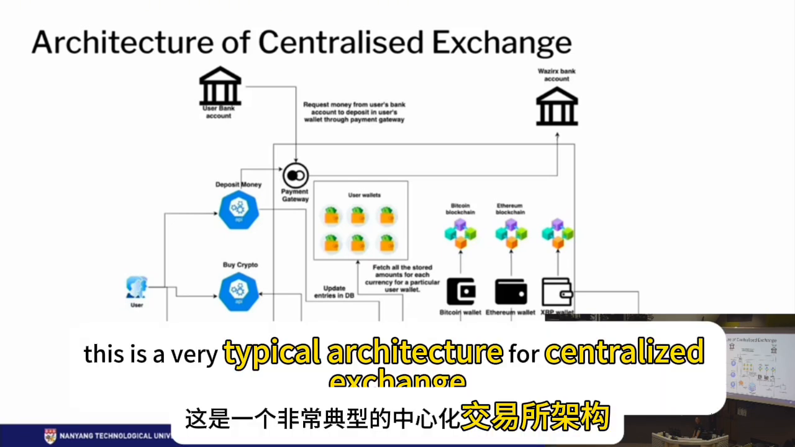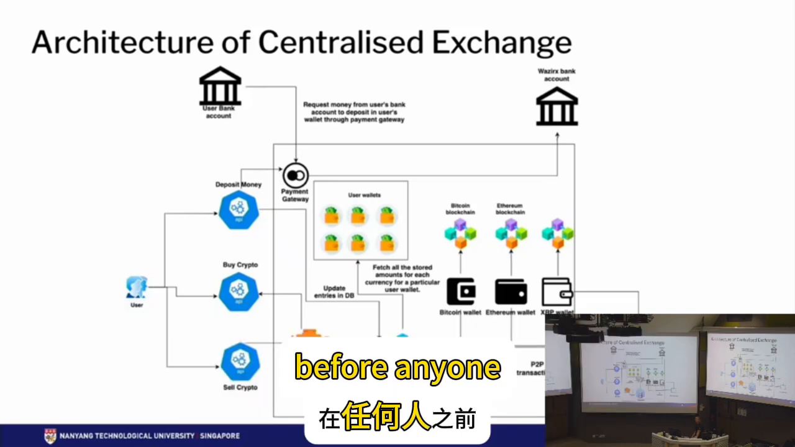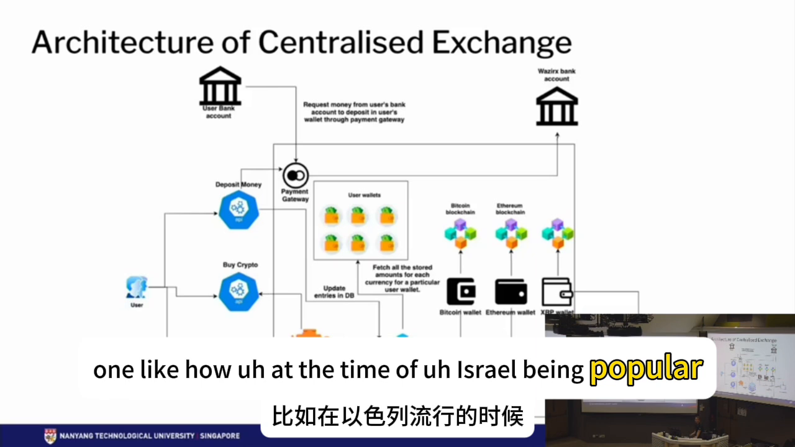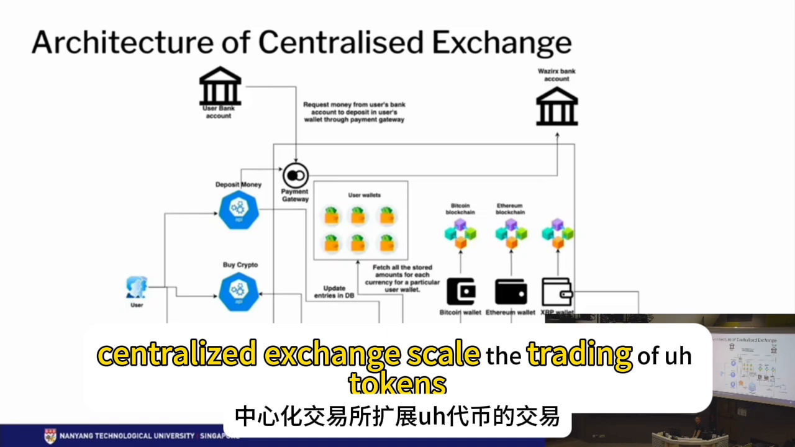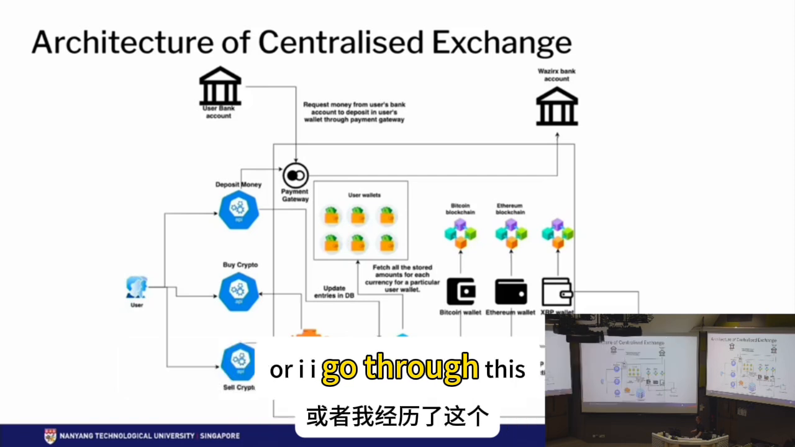This is a very typical architecture for a centralized exchange. I'm not sure whether any of you has worked for a centralized exchange before. Anyone? No? Do I need to go through this one? It shows how, at the time Ethereum was popular, the ICO time, the centralized exchanges scaled the trading of tokens. Any of you want to go through this one, or shall I go through it?